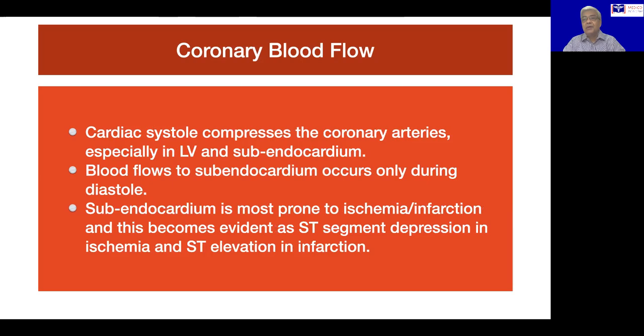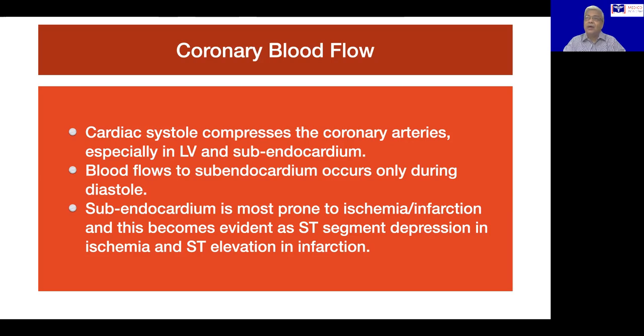Another thing to remember is that during cardiac systole, the coronary arteries are compressed by the contraction of the myocardial muscles. This is especially so in the left ventricle and the subendocardial region. So in the left ventricle, transmural blood supply to the subendocardium cannot happen because of the contraction of the muscles during systole. In this area in particular, blood flow to the subendocardium occurs only during diastole, that is in the left ventricle.